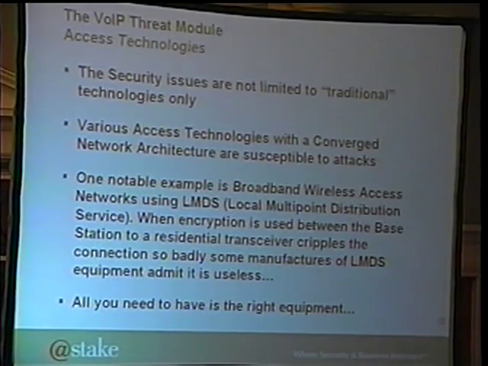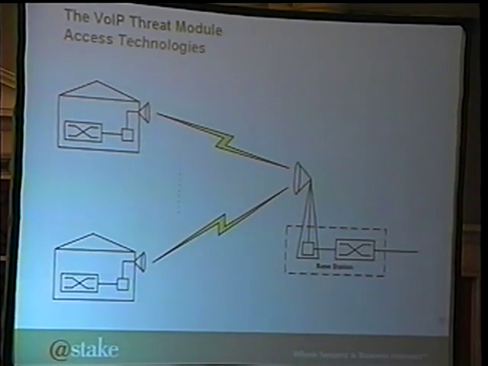One example with access technology: broadband wireless access networks sometimes use LMDS, which is local multipoint distributed service. If we want to use encryption between the base station and the residential transceivers, it will cripple the connection so badly that the LMDS equipment manufacturers will tell you not to use it. So in this scenario, with a base station and the home transceivers, whatever goes on the radio will be unencrypted.